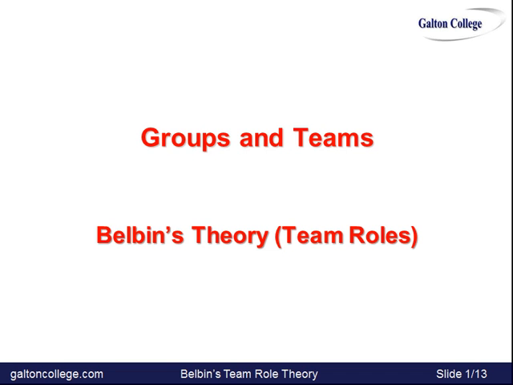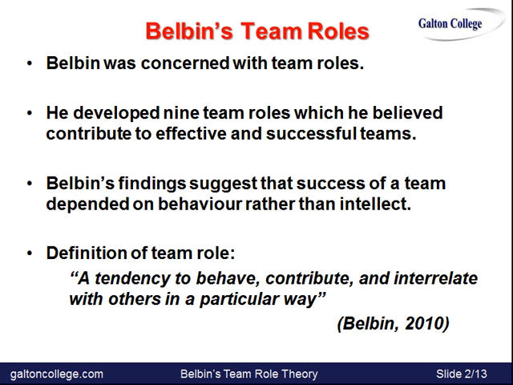In this session we want to talk about groups and teams, and more specifically we want to talk about Belbin's theory of team roles. Belbin was concerned with team roles. He developed 9 team roles which he believed contributed to effective and successful teams. So he looked at team roles as a way of building effective and successful teams, and he identified 9 different team roles.